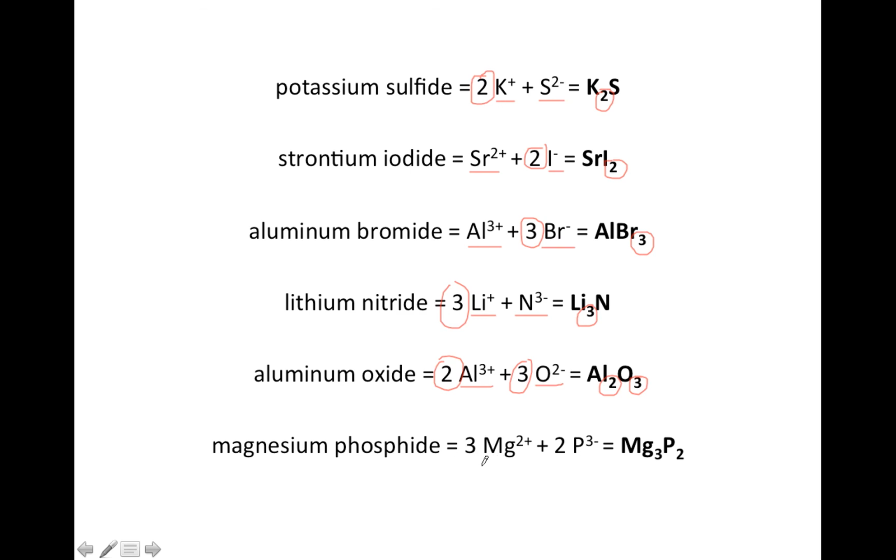And this last one's very similar. If you have Mg2+ and column 15 phosphide -3, we're going to end up with 3 magnesium ions and 2 phosphide ions. So we make those subscripts. So you may want to pause the video and just take a look at these again. But that's how you come up with formulas for ionic compounds from the names. And that's it for this video. Good luck.